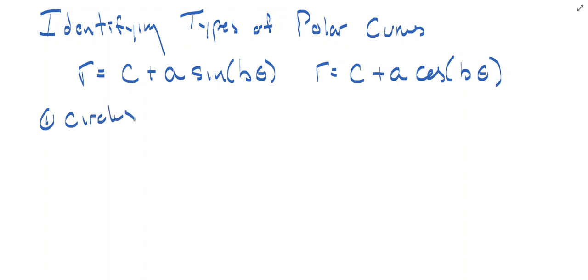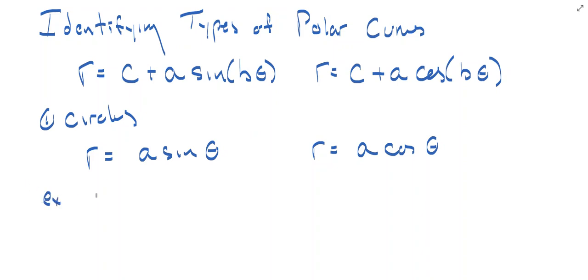So circles are going to have the form r is equal to a sine of theta, or r is equal to a cosine of theta. In other words, there's no c value and there's no b value. So c is essentially 0 and b will essentially be 1. So some examples of this would be r is equal to 3 sine of theta, or r is equal to negative 5 cosine of theta. So let's take a look at Desmos.